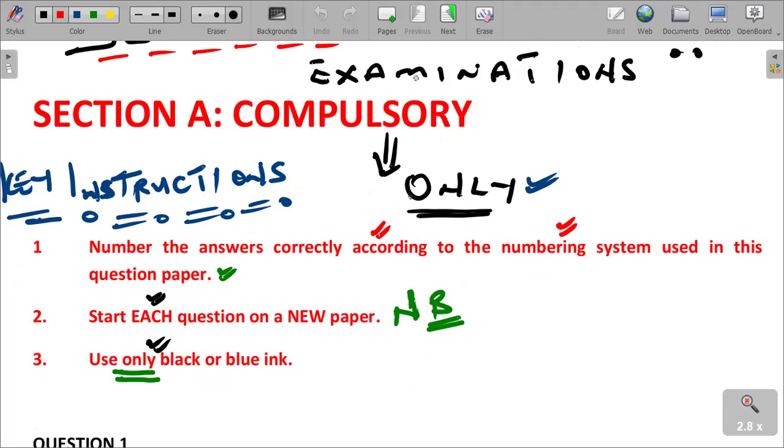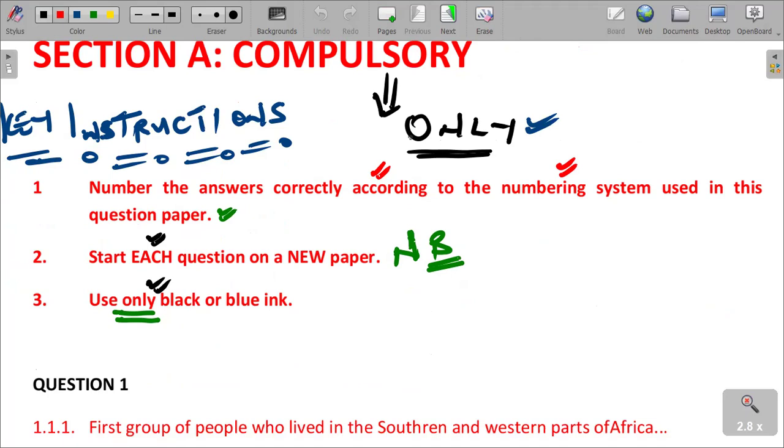So basically, before you answer the questions, there are some key instructions that I want you to note every time when you're going to write exams. Know that there is a numbering system that the question paper uses, that the question paper has been designed with. So please, you need to know that the numbering system must correspond to the questions. You don't use your own numbering on your answers. Note that the answers must be numbered correctly, class. They must be numbered correctly according to the system.